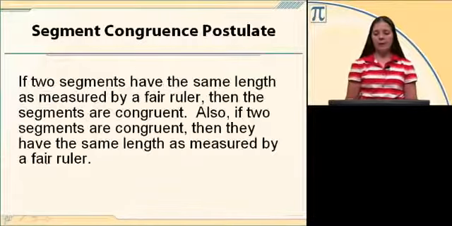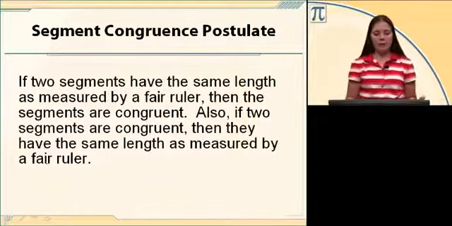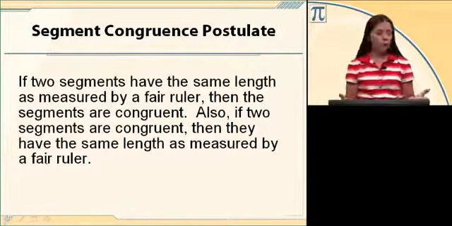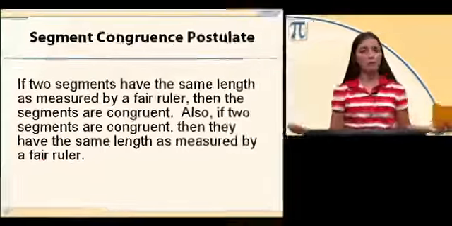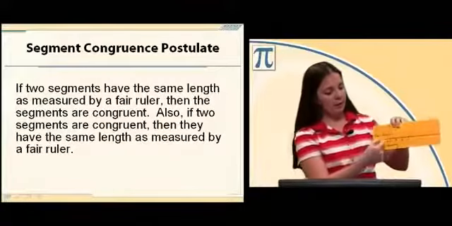If two segments have the same length as measured by a fair ruler, then the segments are congruent. Also, if two segments are congruent, then they have the same measure as measured by a fair ruler. So if you're asking yourself, what is a fair ruler? It's any ruler you usually use. Fair ruler just means that there's equal spacing between each of the numbers.